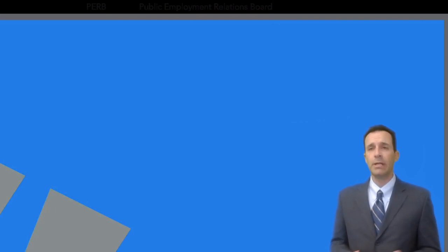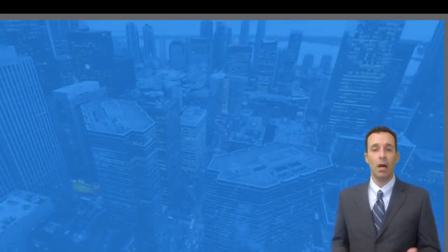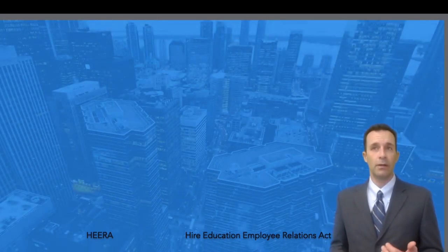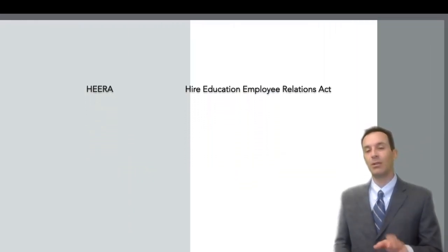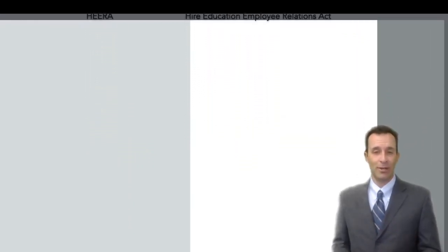That board, PERB, is responsible for administering the law that governs the relationship between a public employer and a public union under the Higher Education Employee Relations Act, otherwise known as HEERA. Generally speaking, you won't be involved with too many of those, so you don't have to worry about it too much.